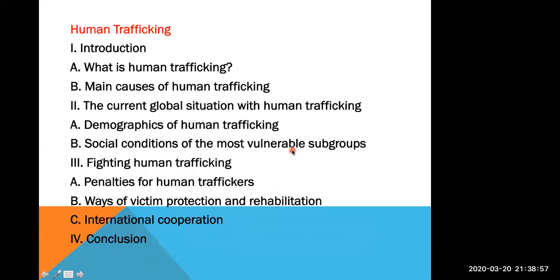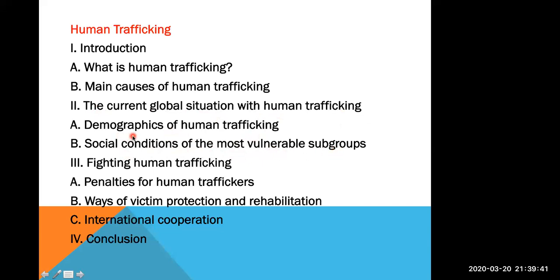And the second example is about human trafficking. If you look at this outline, you can also create your own, and your own outline might be different from this. So the researcher here introduces the definition of human trafficking and the main causes of human trafficking, why people are considered as human traffickers, for example. So he gives us the reasons for human trafficking. In the second section, the researcher tries to show us the current global situation of human trafficking, demographics of human trafficking, and social conditions of the most vulnerable subgroups.